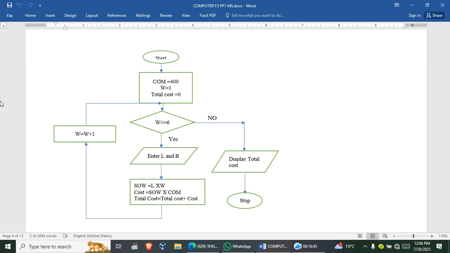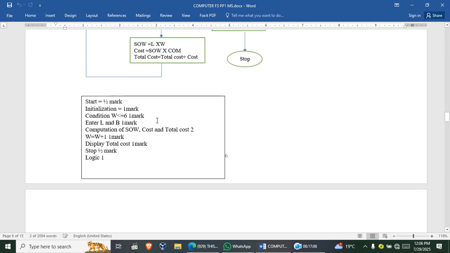If no, display the total cost. If yes, you ask for the length and breadth. Then S or W is length times width. The cost is S or W times COM. Then the total cost is the total cost plus cost. Then you increment W by 1 and the process continues until W is no longer less than or equal to 6.